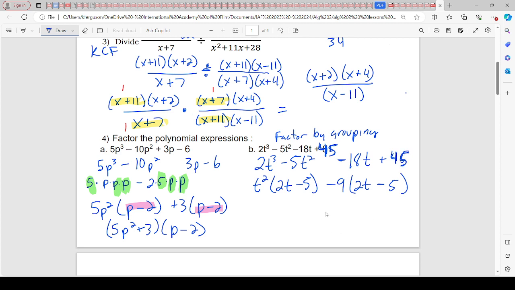So anyway, the reason that I did this problem, I wanted you to see that sometimes you pull out a negative number, because I want my terms inside the parentheses to be exactly the same. So in order for that to happen, I needed to pull out a negative 9. All right, so then the final answer is t squared minus 9 times 2t minus 5.